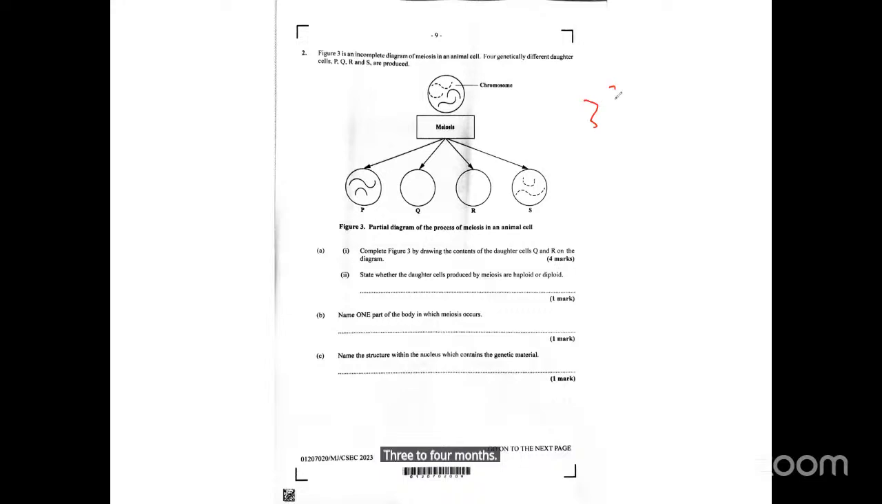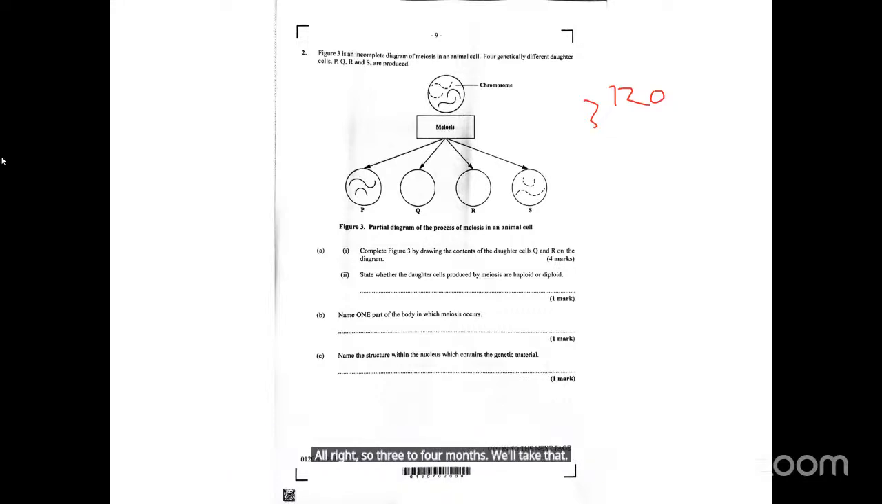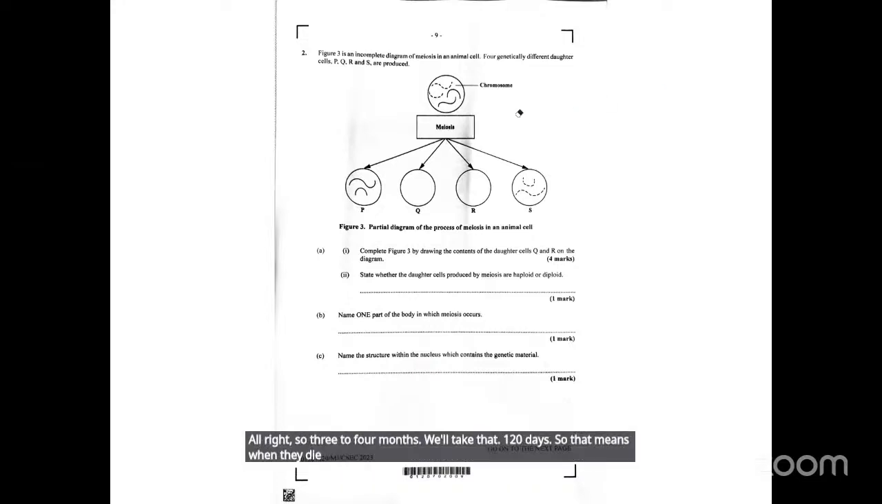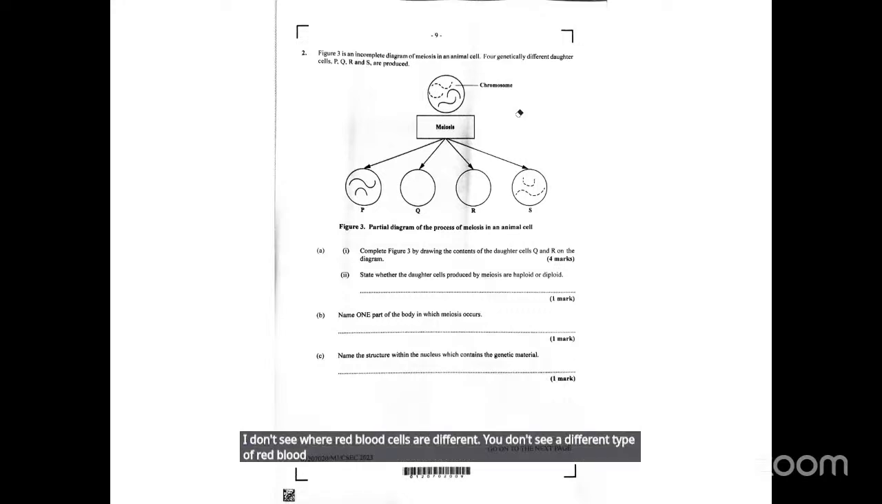Right? So 3 months are 120 days. 120 days, how much are 3 months? All right, so 3 to 4 months, we'll take that, 120 days. So that means when they die, they have to be replaced. Not true? Yes, sir. And we don't see where red blood cells are different. We don't see a different type of red blood cell.